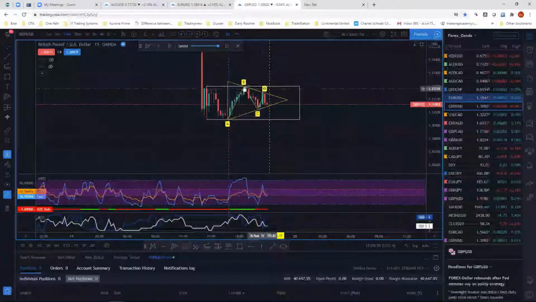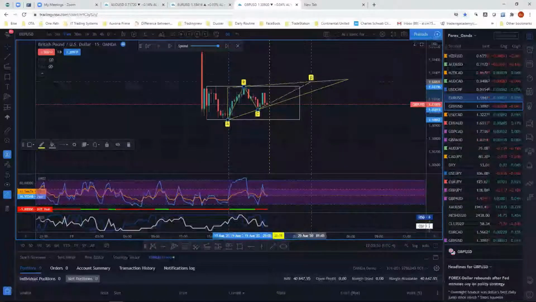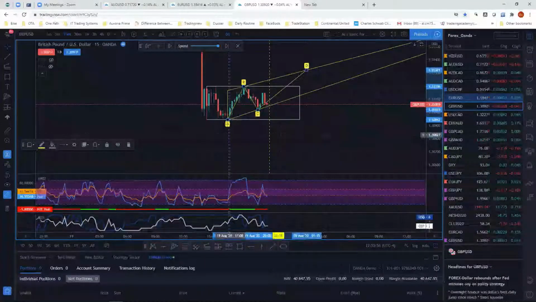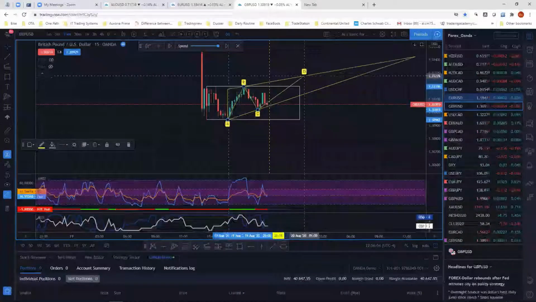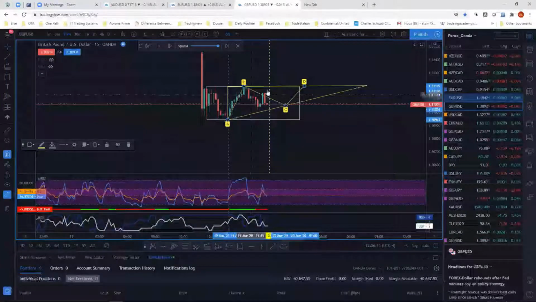Now, the nice thing about this tool is I can take this D and slide it around. If you notice, as I move the D, the AC trend line stays the same. It'll extend out, but it still stays a trend. Right. Or if I take the C, I can move that around and the BD stays the same.